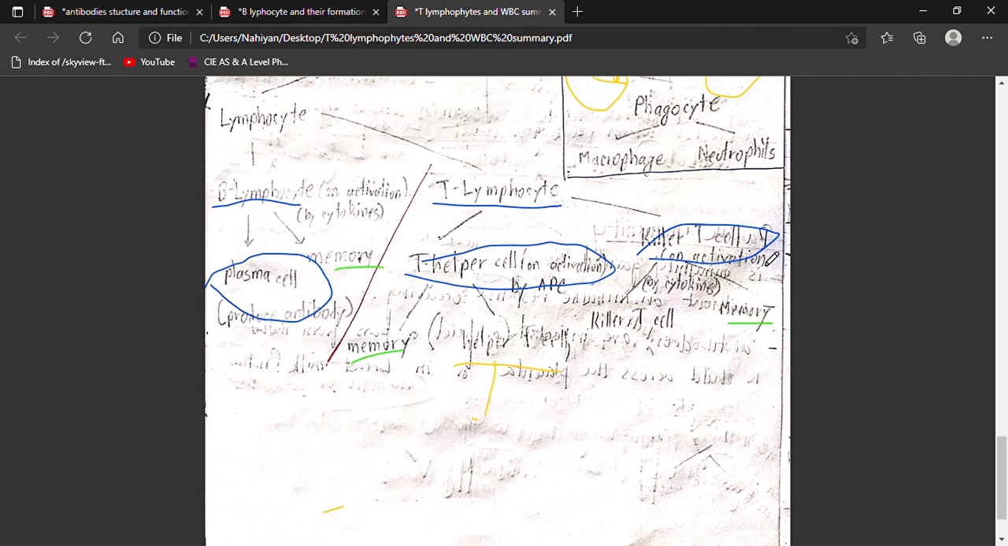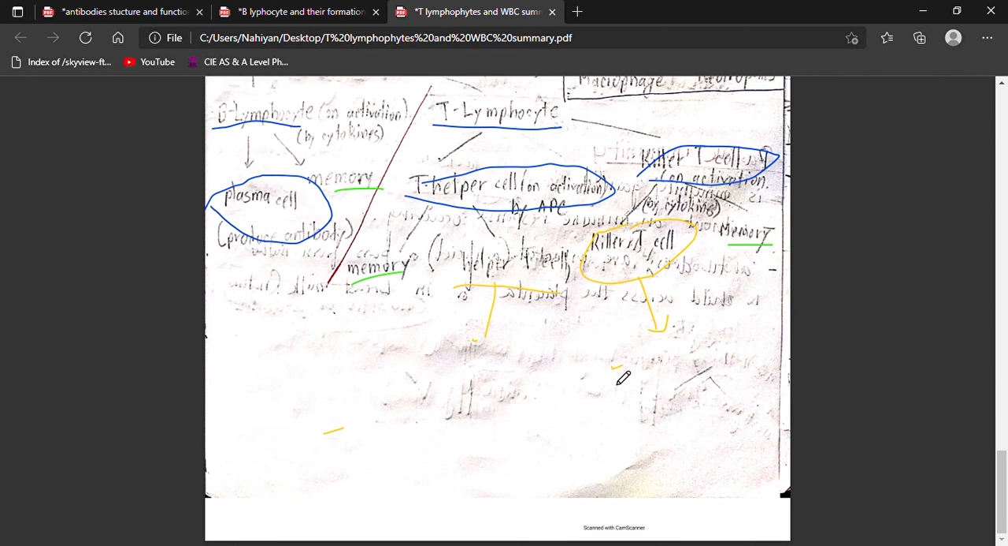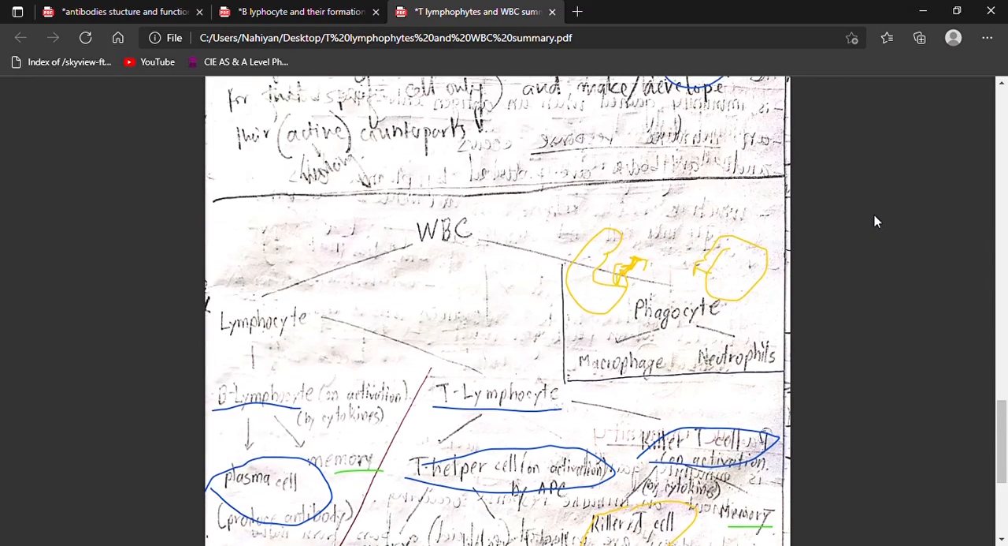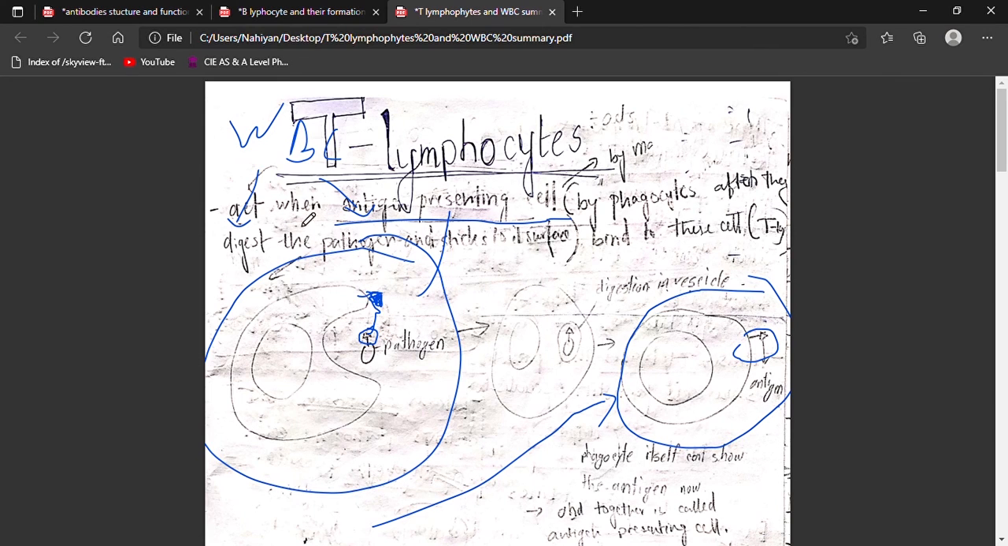And T killer cells are like the plasma cells, but the difference is that the T killer cells do not produce antibodies, but something similar to antibodies, a specific substance which we call cytotoxins. These are chemicals which actually destroy the pathogen. So we have finished the lymphocytes and the summary.